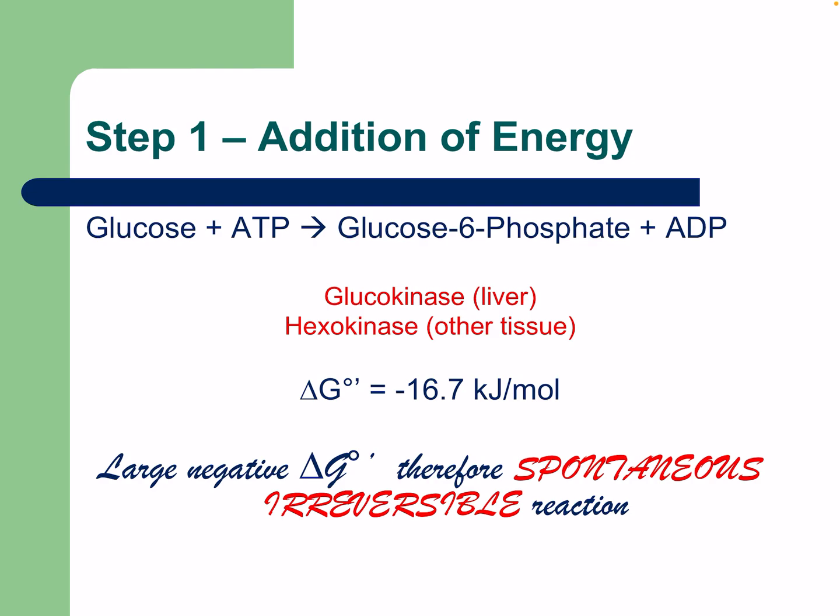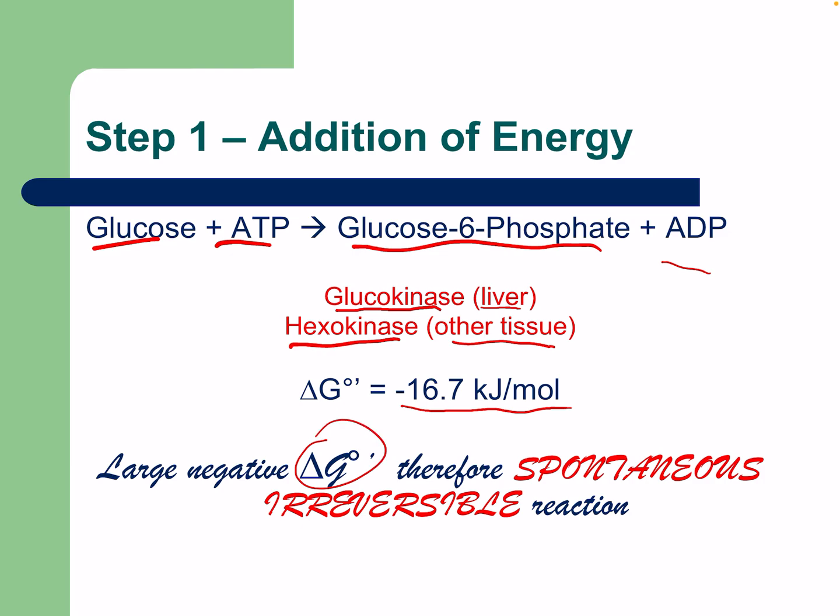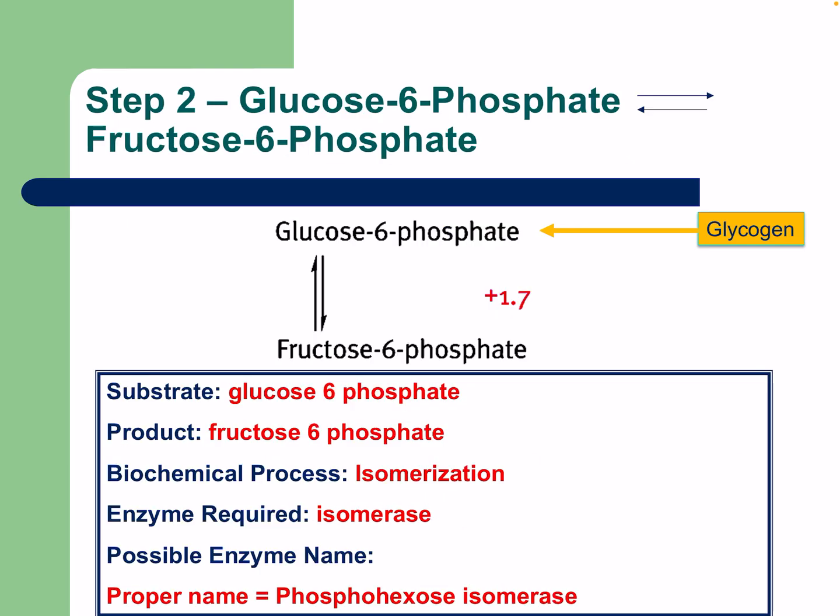Again, it's the addition of energy. So glucose plus ATP equals glucose 6-phosphate plus ADP. This is considered glucokinase when it occurs in the liver, and hexokinase when it occurs in any other tissue. The change of free energy is negative 16.7. Again, this is a large negative Gibbs standard free energy, therefore it is a spontaneous and irreversible reaction. But we mentioned there were those two exceptions.